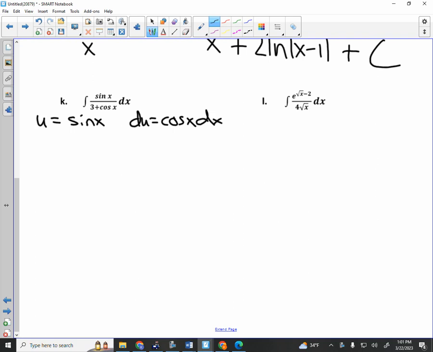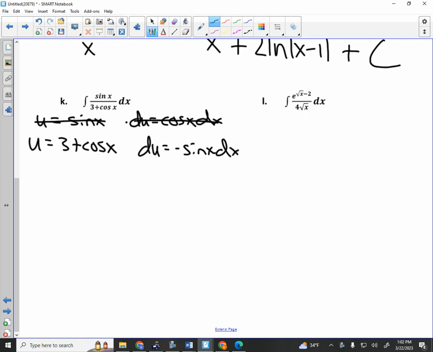Eyes up here. Suppose, no, don't write that down. It's wrong. So suppose you choose u to be sine of x. Notice that du, you never come up with the 3, do you? That's a problem. So we're going to abandon that option. We're going to say that u is equal to 3 plus cosine. And if you take the derivative, what's the derivative of 3 plus cosine? Yeah, du is equal to negative sine of x dx.